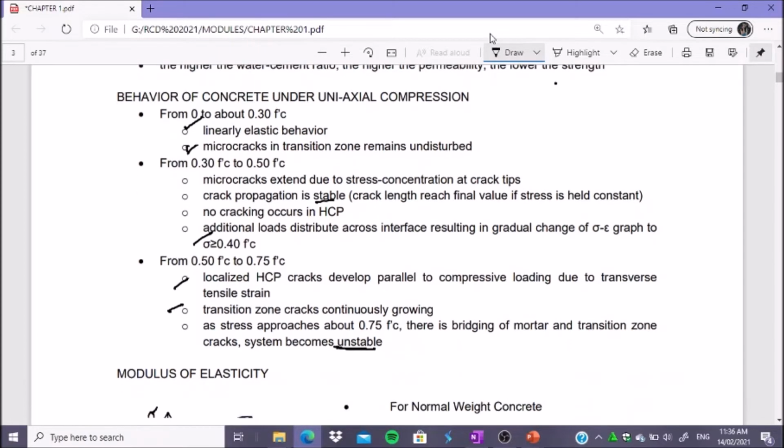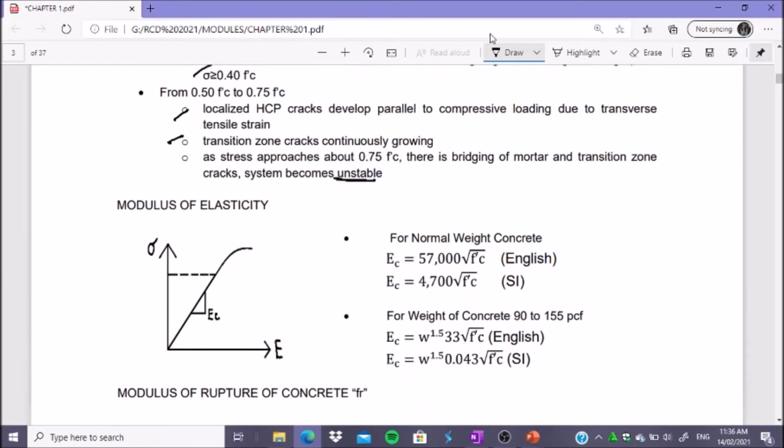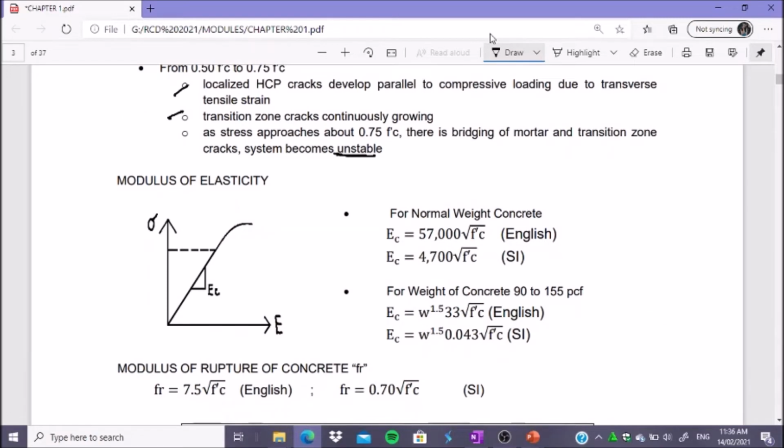Okay. So then next we have the modulus of elasticity of concrete. So meron tayong tinatawag na normal weight concrete at saka yung lightweight concrete. So yung value dito, we have in English and we have in SI. So we have the modulus of elasticity of concrete is 4,700 square root of FC prime.